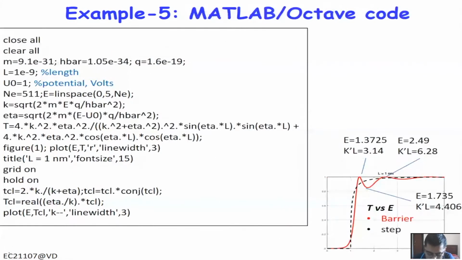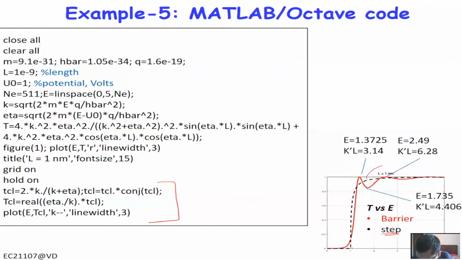So, okay. So here in the second part of this MATLAB code, I will share the slides with you. Transmission is 2 times K over K plus eta, right? So this is T. And then the transmission coefficient will be K prime by K, so that is eta by K. So that you see here, this black thing is the step potential, and this is the probability of transmission.